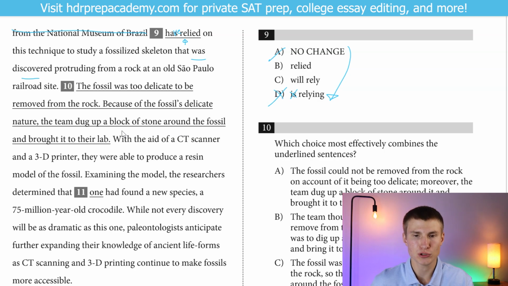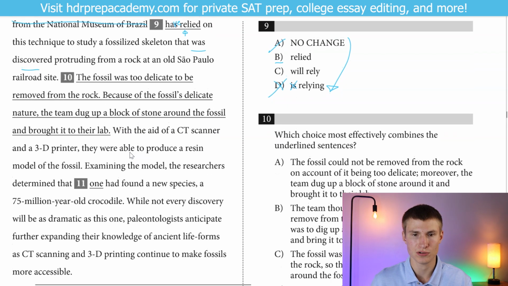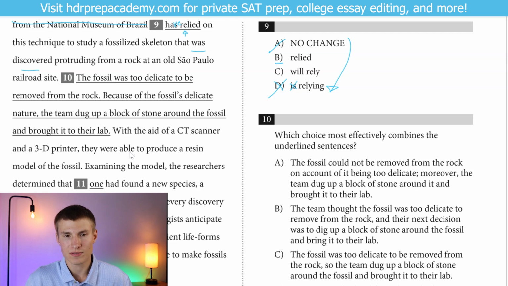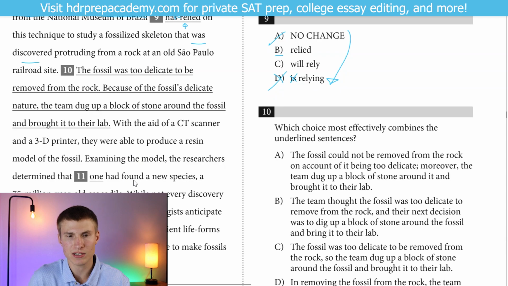I see C is in the future. I know that this is likely going to be in the past. I'll keep reading just to make sure, which is a strategy you can use if you're ever wondering whether something's past or future, or trying to determine tense. So we'll keep reading before we come back and answer 9. We have, the fossil was too delicate to be removed from the rock. In this case, I'm combining these underlined portions. We have, because the fossil's delicate nature, the team dug up a block of stone around the fossil and brought it to the lab. Big thing here, I don't want to say delicate twice, so any answer choice that says delicate twice, I'm going to get rid of. So let's take a look.